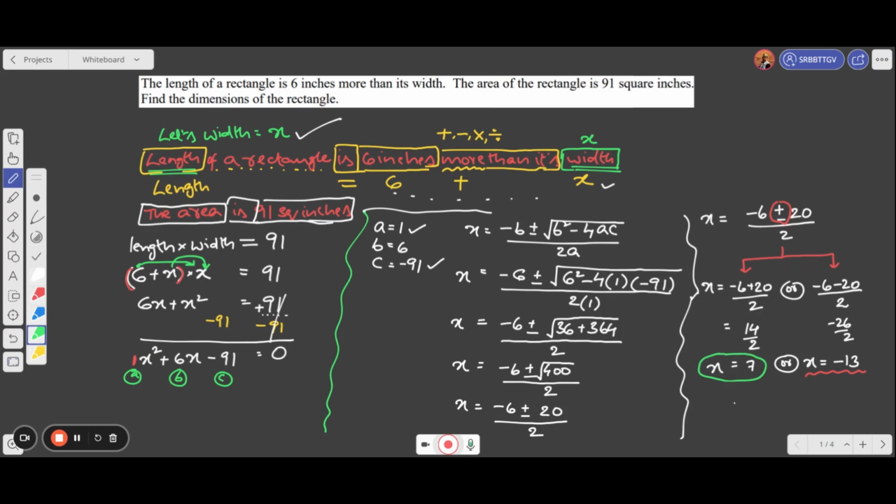But this is not the end of the story, because sometimes you will be asked to find the dimensions. Dimensions means not only width, you have to find what the length is also. So here I see that length is, as we thought in the beginning, 6 plus x. Therefore, let me write 6 plus, in the place of x I am taking 7. That gives us 13 units, which is 13 inches.